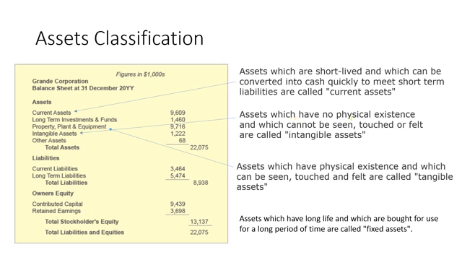So assets which have no physical existence and which cannot be seen, touched, or felt are called intangible assets. So your intangible assets also go under the assets. So you might be thinking, what are intangible assets in business? Okay, I will explain. Intangible things are things that you cannot touch or feel.